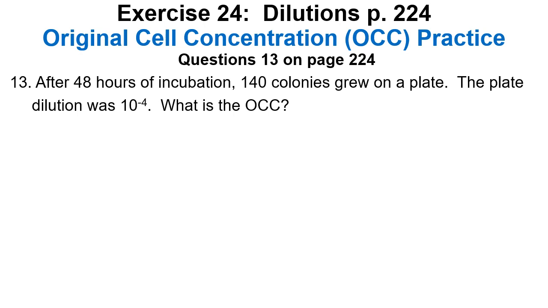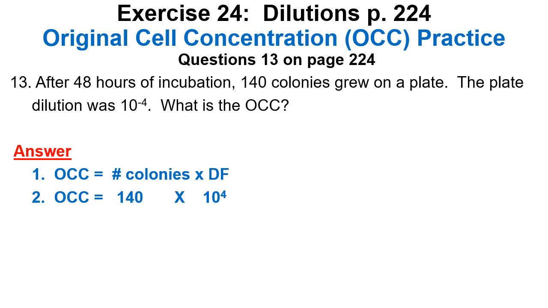So you start with the formula. Number of cells times the dilution factor. How many cells? 140. Dilution factor, how do you figure that? It's the inverse or reciprocal of the dilution. So it becomes 140 times 10 to the fourth. The 10 to the fourth was the dilution factor because our dilution was 10 to the negative 4.